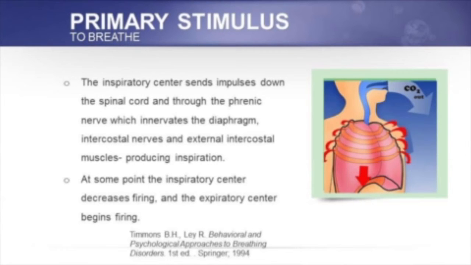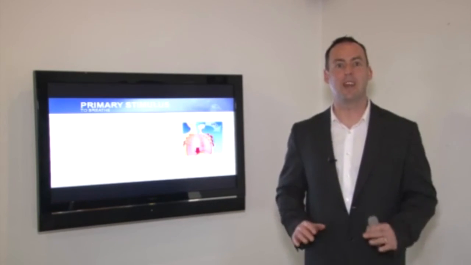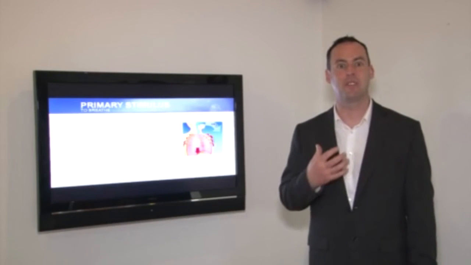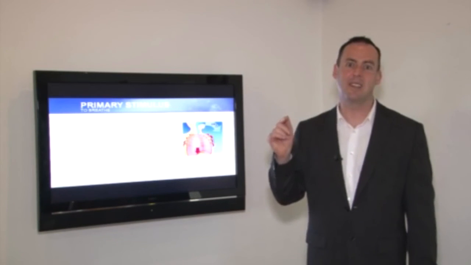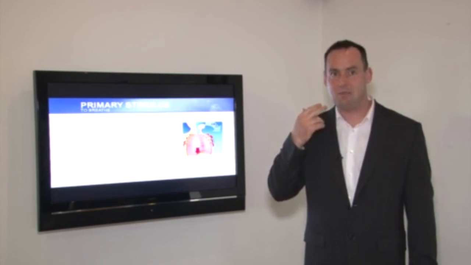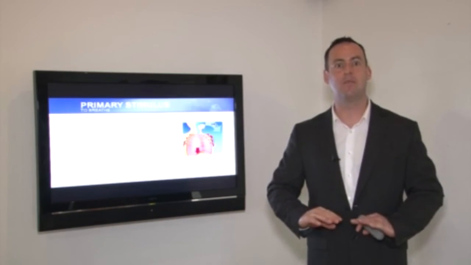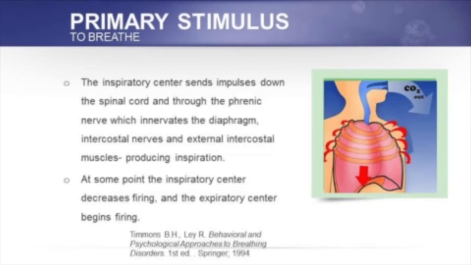So the inspiratory center sends impulses down the spinal cord and through the phrenic nerve, which innervates the diaphragm, and our diaphragm is our main breathing muscle. Basically, it separates the thorax from the abdomen. So the diaphragm moves downwards, and by moving downwards, it creates a negative pressure in the thorax, and this is why we take an inhalation. So the brain, upon sensing that there's an increase of carbon dioxide, sends a message to the diaphragm, which moves downwards, creates a negative pressure in the thorax, and we take an inhalation. And at some point, the inspiratory center decreases firing, and then of course we have the exhalation.